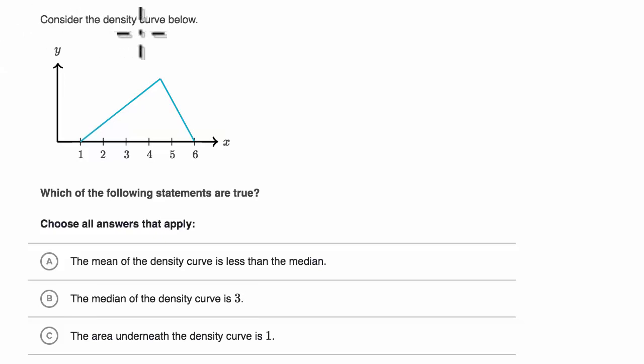Consider the density curve below. It's depicted right over here. It's a little unusual looking. It looks more like a triangle than our standard density curves, but it's valid. Which of the following statements are true? Choose all answers that apply.